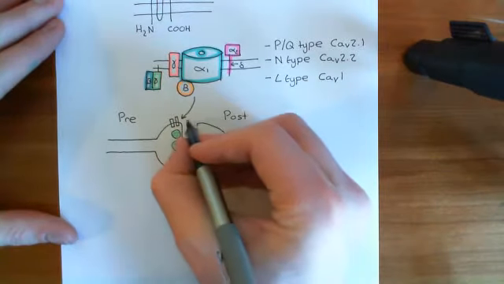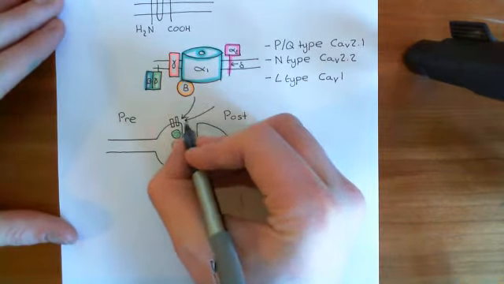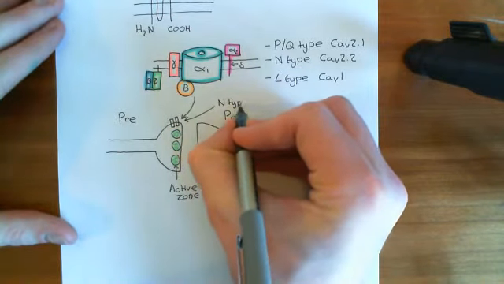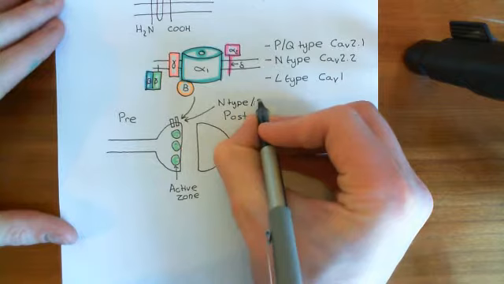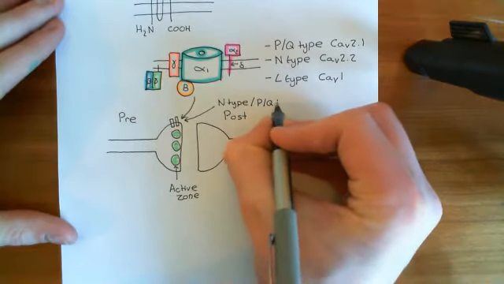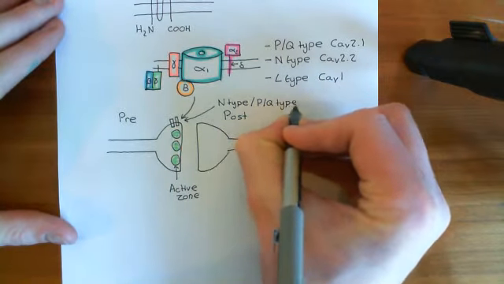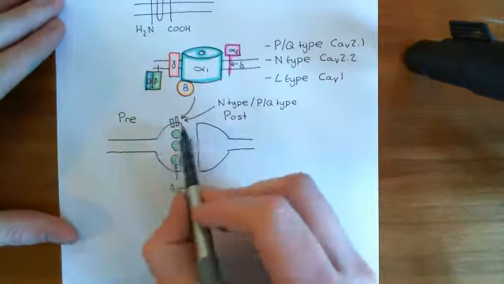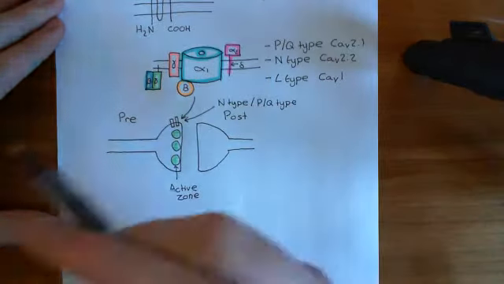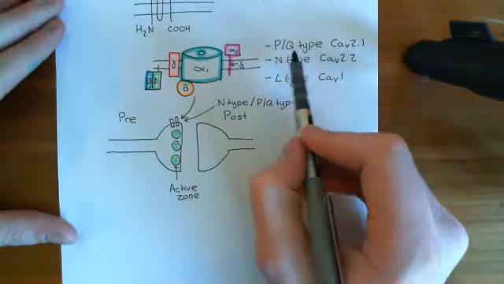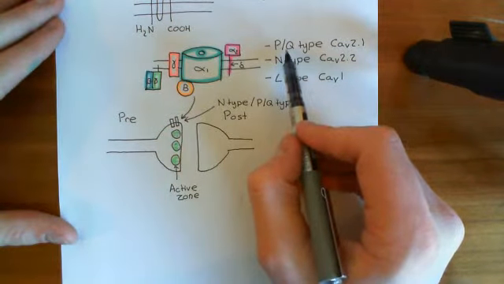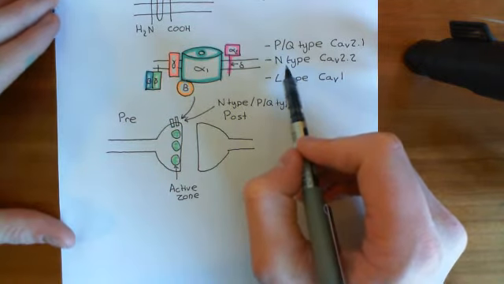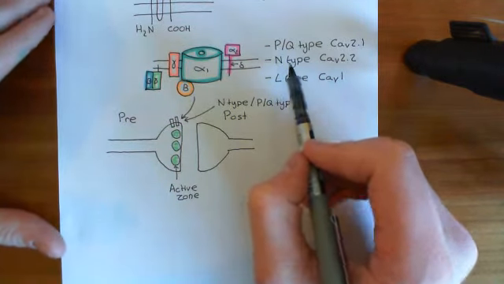Now which voltage-gated calcium channels do we actually have here? Well, you have N-type voltage-gated calcium channels and also PQ-type voltage-gated calcium channels within the axon terminal. So the alpha-1 subunits of these voltage-gated calcium channels in the axon terminal are either CAV2.1, making it a PQ-type voltage-gated calcium channel, or CAV2.2, making it an N-type voltage-gated calcium channel.